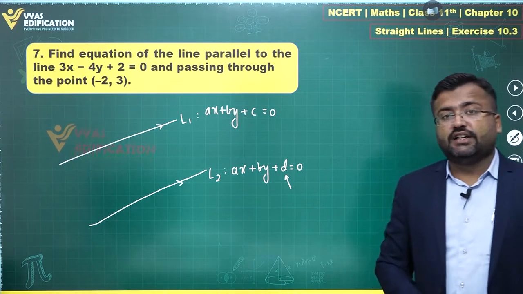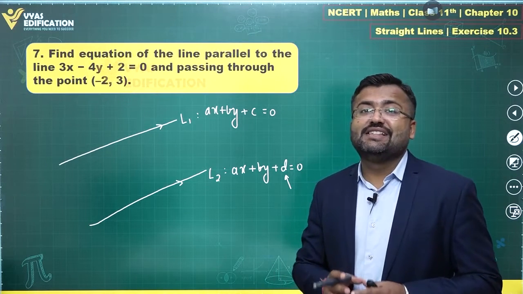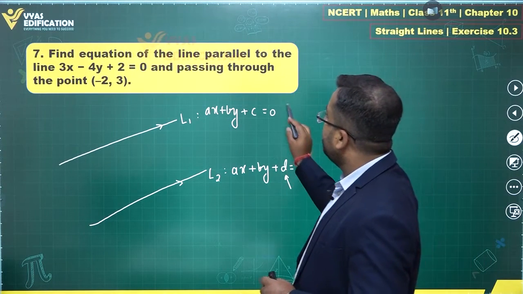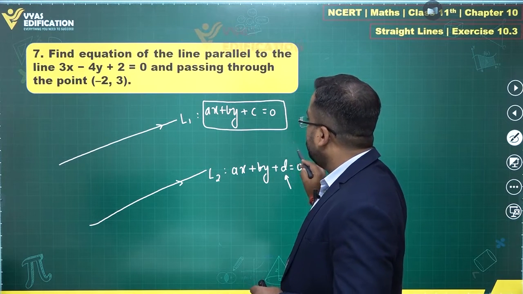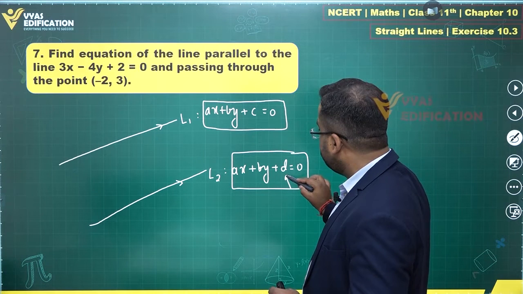What have you actually done? You have actually made the slopes of these two lines the same, right? That's what you have done. So if this is the given line, this will be a line which is parallel to that given line. The only thing which is unknown is this d.